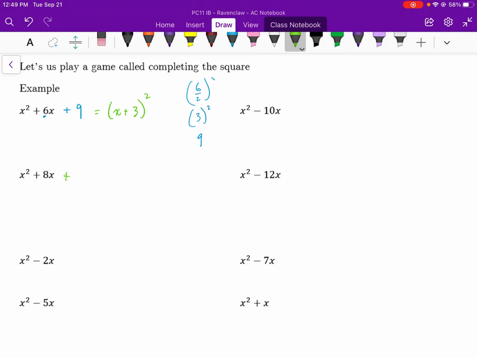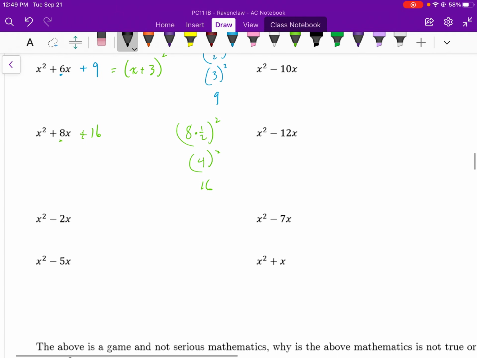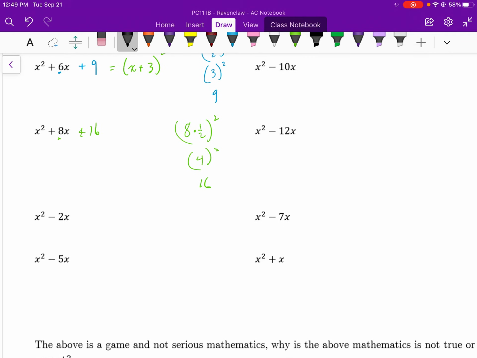What number would I add here? Well, I take a look at my coefficient, 8. I take half of 8, so I'm going to go 8 times a half, and then I'm going to square that. Half of 8 is 4 squared, and that is really 16. So here I'm going to add 16. If you factor x squared plus 8x plus 16, you'll notice that it is a perfect square factor, and that is x plus 4 squared. Neat.